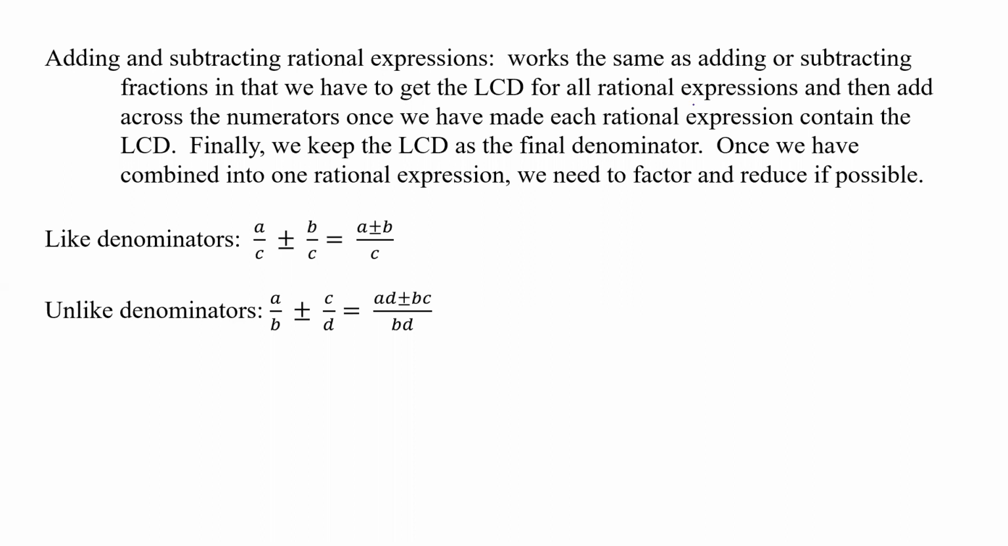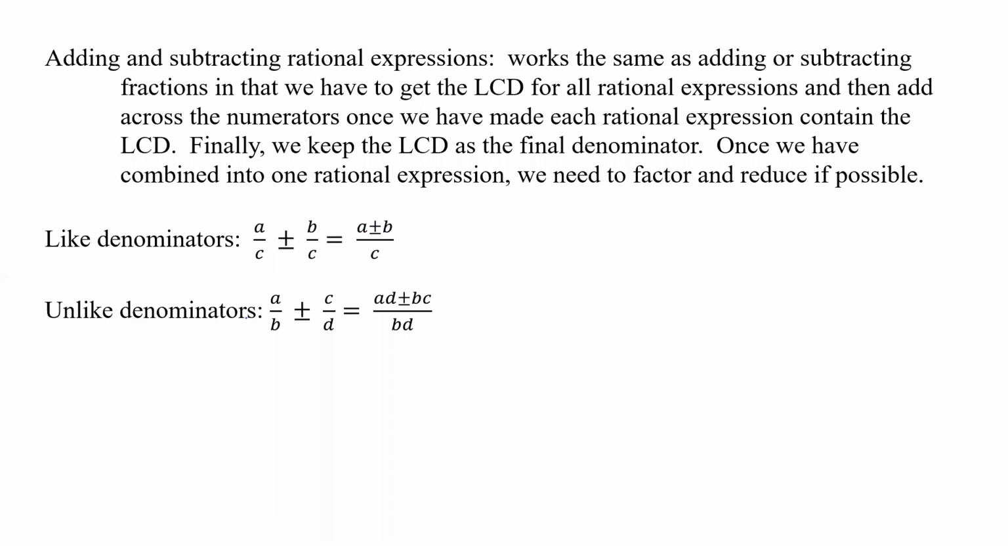So if we have like denominators, if we basically have the same thing in the denominator, the c's in this case, then a over c plus or minus, depending on whether we're adding or subtracting, b over c is just going to be a plus or minus b all over that common denominator c.